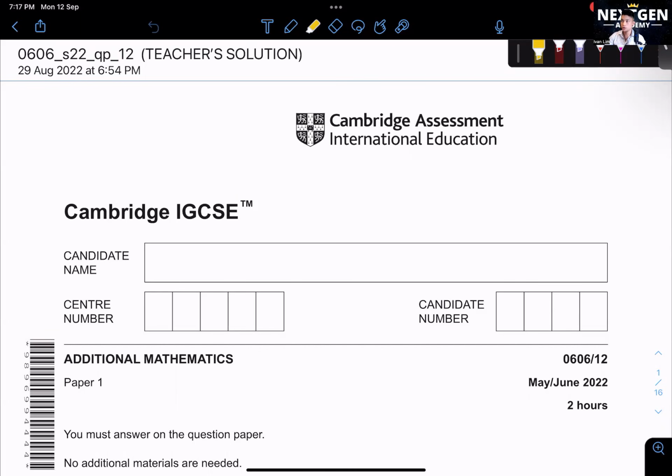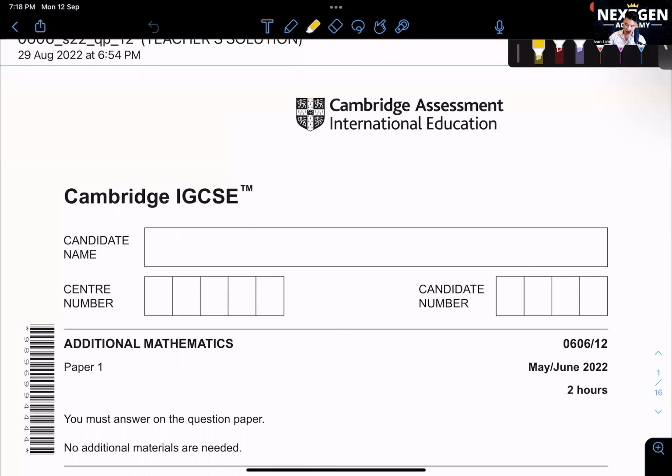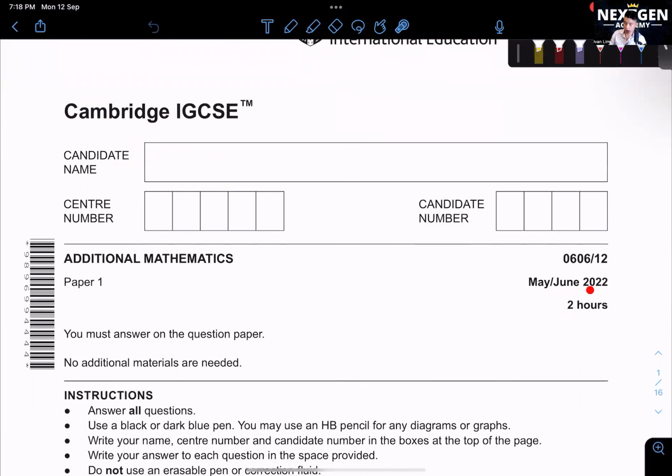So today we will be going through this paper. This is for the Malaysians. Your seniors actually took this paper. This is a May-June 2022 paper, and this is the variant 1-2. The variant 1-2 and 2-2 were the papers that your seniors took, for those who are in Malaysia.